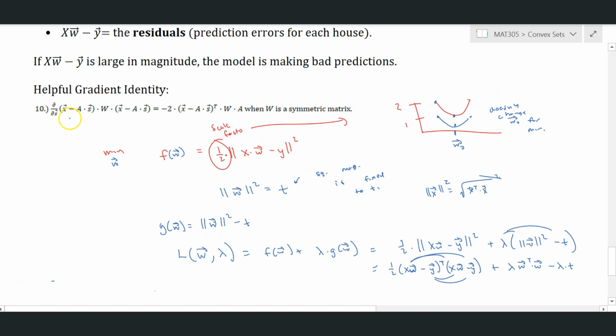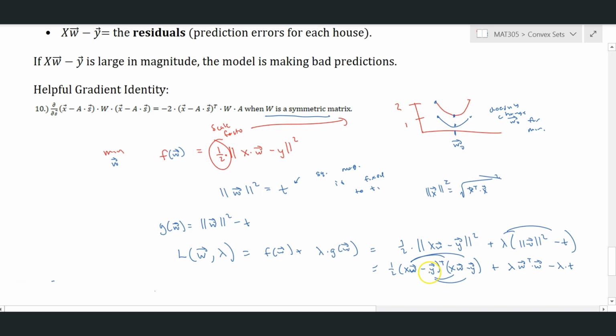Identity number 10 from when we looked at gradient identities says that the derivative with respect to s of a vector s of x minus matrix A times s times some w matrix, which is just any symmetric matrix, multiplied by x minus As is equal to -2 times x minus As transpose times w times A. Now, the reason we wanted this 1/2 there is it'll cancel out this -2 when we do it. But we've got to match things up, right?